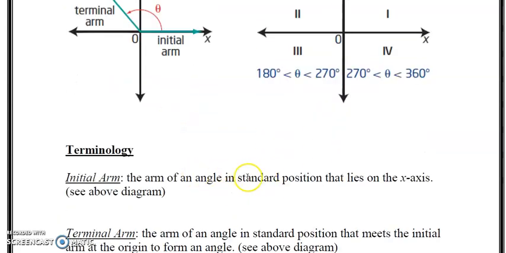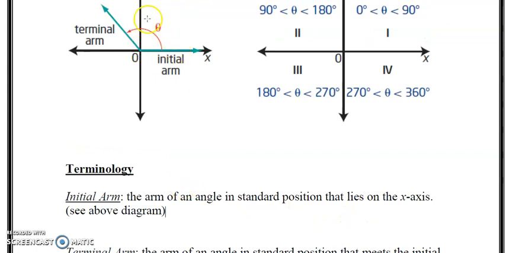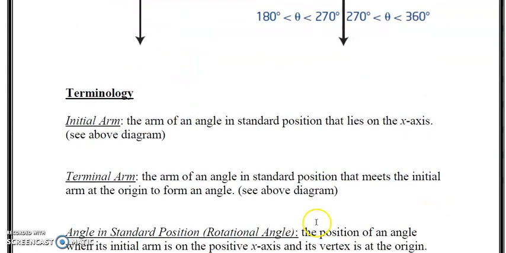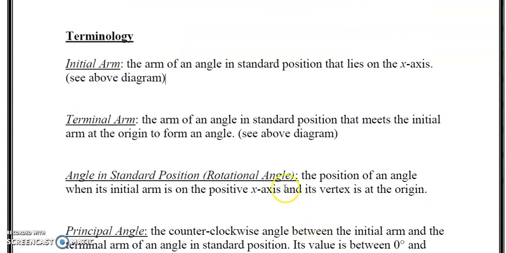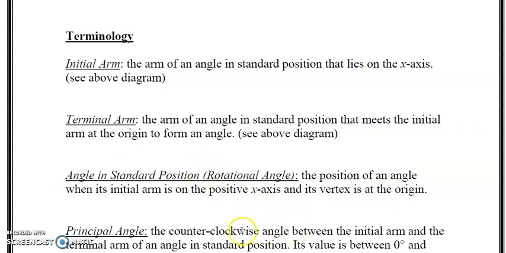So an initial arm is the arm of the angle in standard position that lies on the x-axis. See the diagram, and positive x-axis. Terminal arm is the arm of the angle in standard position that meets the initial arm at the origin. So it's at 0, 0 here, attaches the two arms, and creates an angle. Angle in standard position, rotational angle, that's the position of an angle when its initial arm is on the positive axis and the vertex is at the origin. So it's the initial arm, I call it the initial arm in this case, but the rotational arm. So it's the positive axis and it starts at the origin.